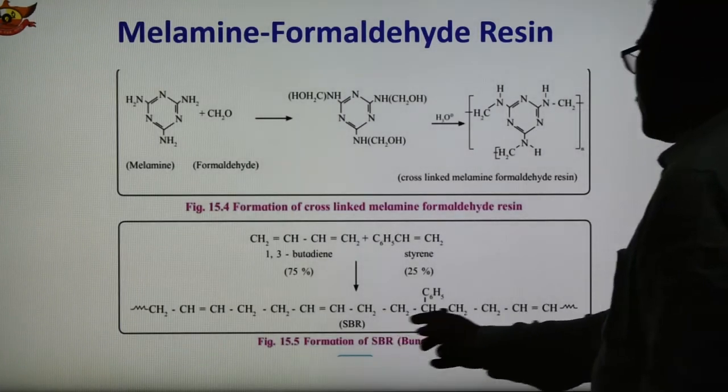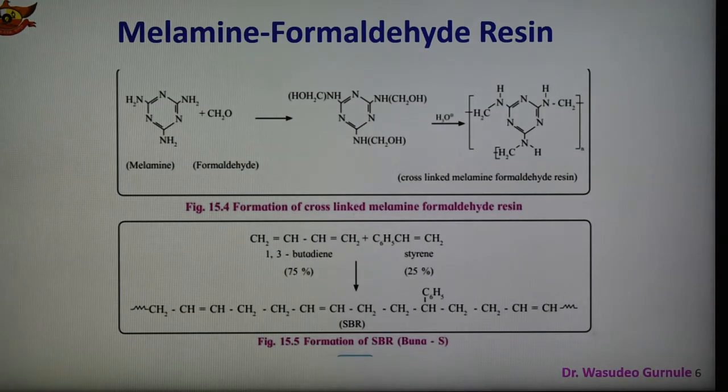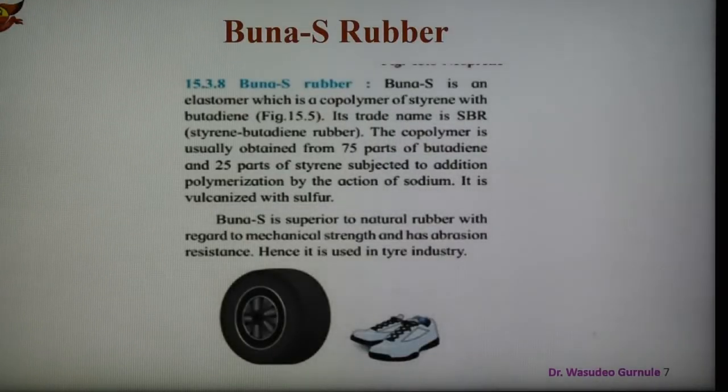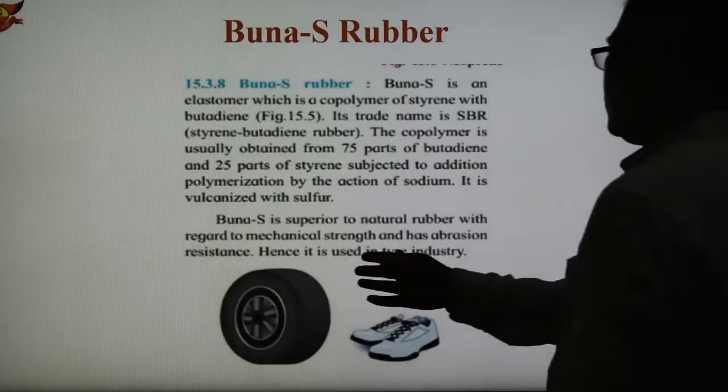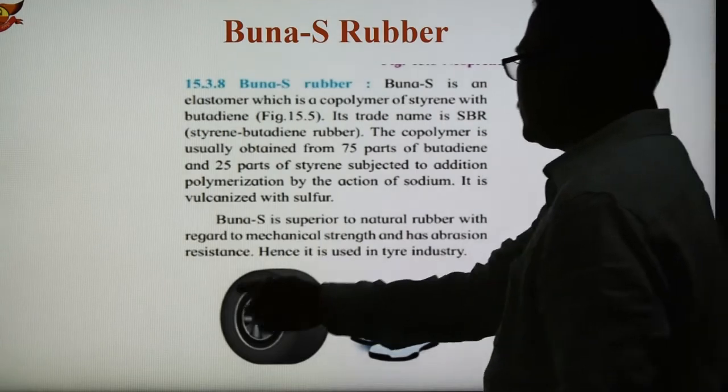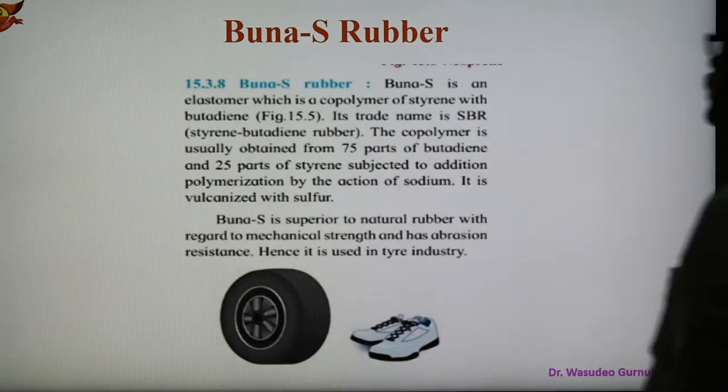So this is styrene butadiene rubber, and the formation of this Buna-S is a simple reaction. In a 3:1 ratio, we have to take 3 parts of one monomer and 1 of the other, and we obtain Buna-S rubber. So an important application is that it is used in the tire industry. This is for making tires, also shoe soles.